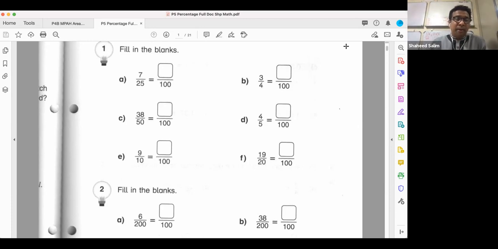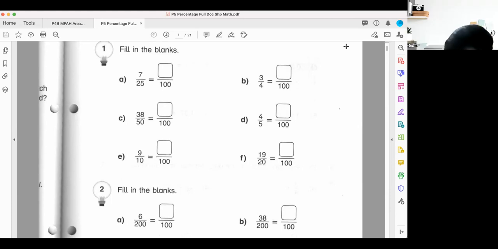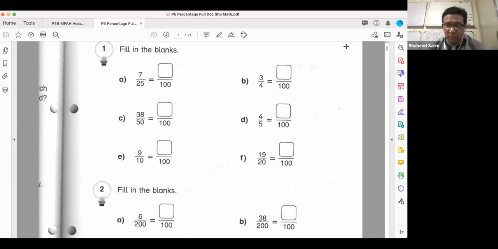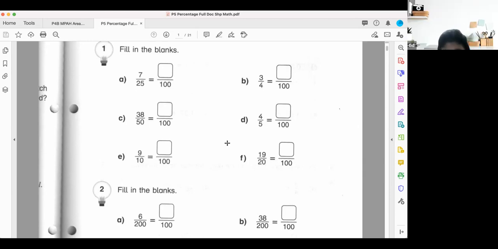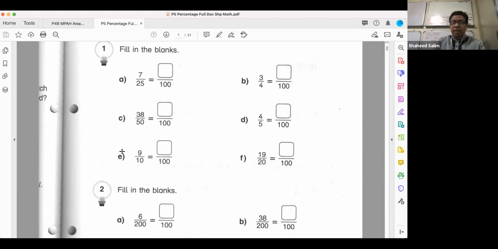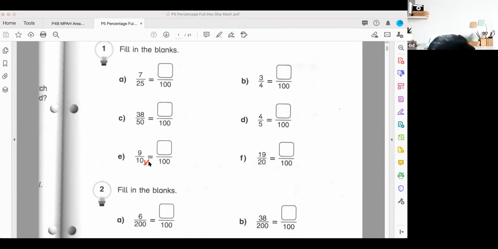Question 2, 200, how to make it 100, Umaira? You got to divide. Divide by what? Divide by 2. 76, right, sir? Well done. 76 over 100. Naomi, come on. You need a calculator for this one. Naomi, you try E and F. I give you the clue. E, you times by 10. F, you times by 5.